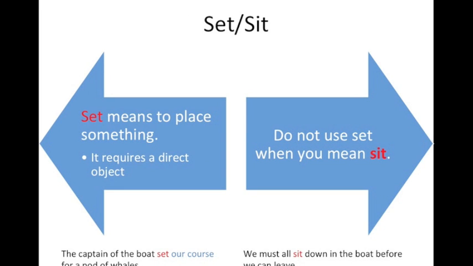Set versus sit. This is our last example. Set means to place something. It requires a direct object. Look at the example. The captain of the boat set our course for a pod of whales. Set is the verb used correctly. Our course is the direct object.